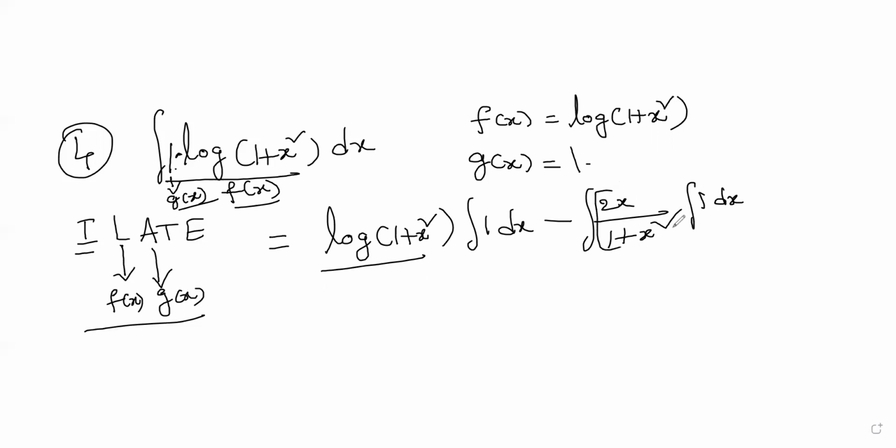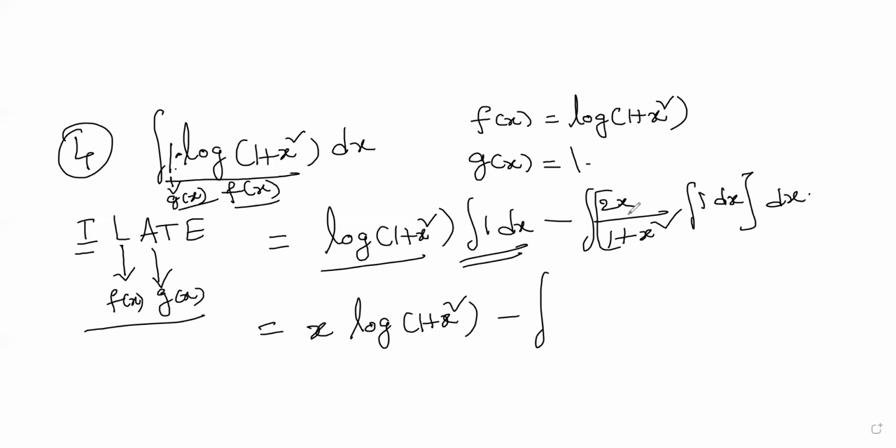For this entire thing, you have to take whole dx. Okay, this is what you have. And now integral 1 dx is x. So I can write x into log of 1 plus x square as the first part. Minus integral, so you have 2x into integral 1 dx, which is x. So it is 2x into x, that is 2x square by 1 plus x square, dx. That is the integral you had to evaluate.